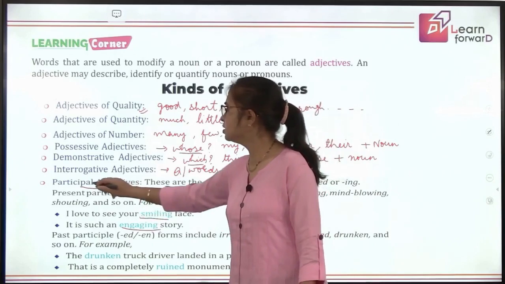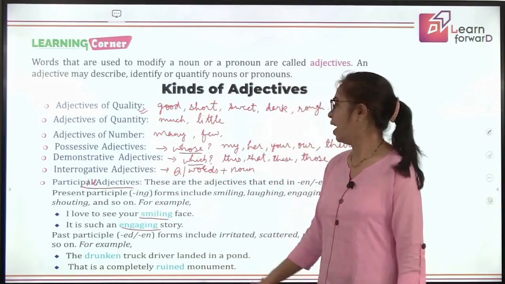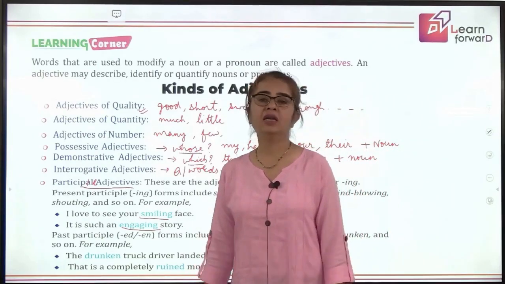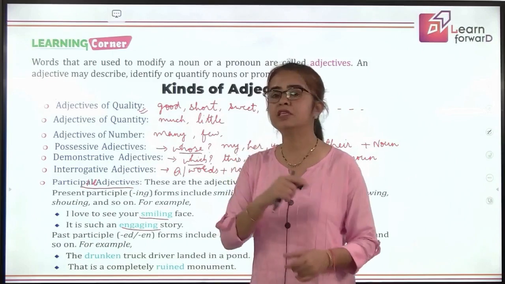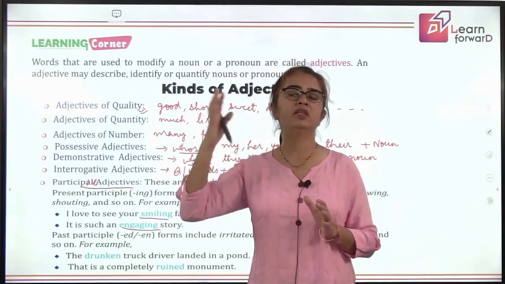So this is the participle adjective, right? And these ing forms of verbs are the participles, the present participles. And if you remember, right from grade 4, we start learning the three forms of verb.